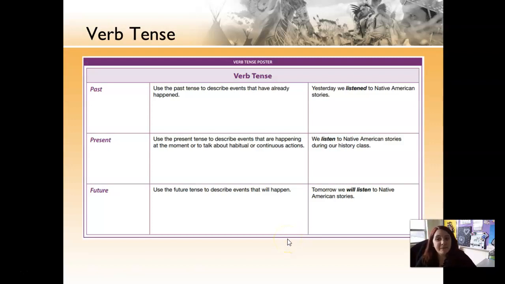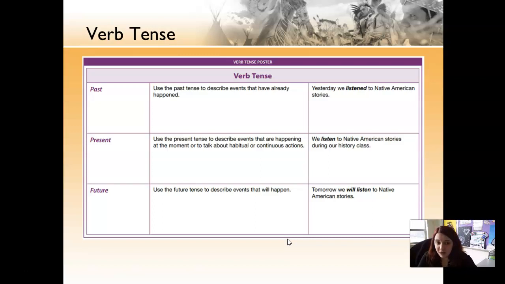So now we're going to be talking about verb tense. Verb tense tells when something has happened. In the past, it's something that has already happened. So yesterday we listened to the Native American stories. That means it's already happened. It's not happening now. The present tense is something that's happening in this exact moment.